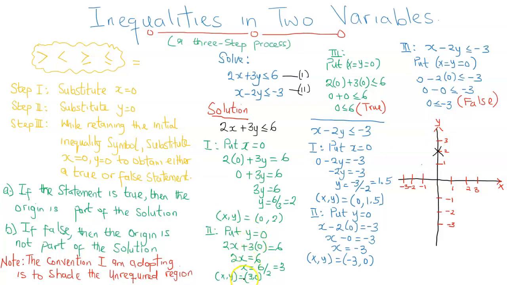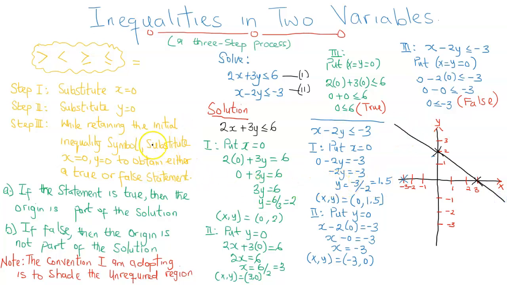When y is 0, x is equal to 3. So this is where x is equal to 3. At all points on the x-axis, y is equal to 0. So this is point 3, 0. So the next thing is going to be to join the 2 points. Now I'm going to be using a block line because this inequality has an equal sign attached to it. If it was just a less than, I would use a dash line. So joining the 2 points.